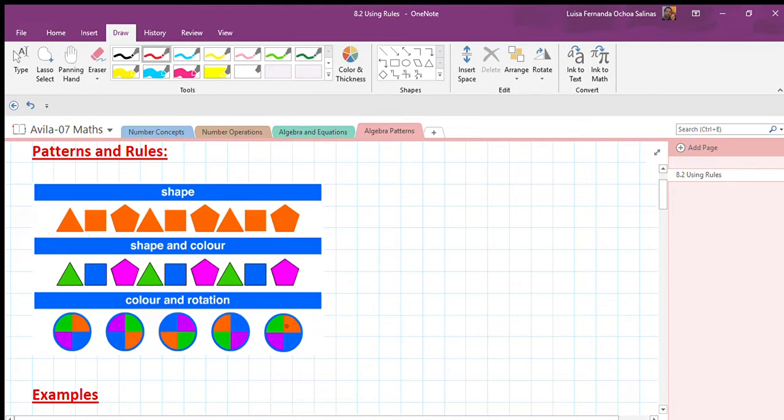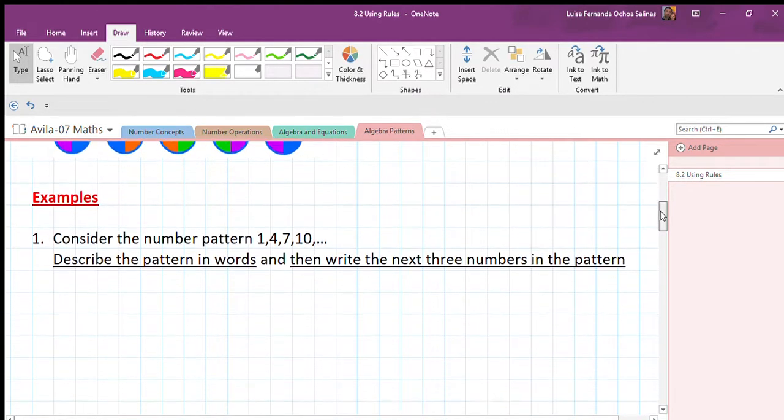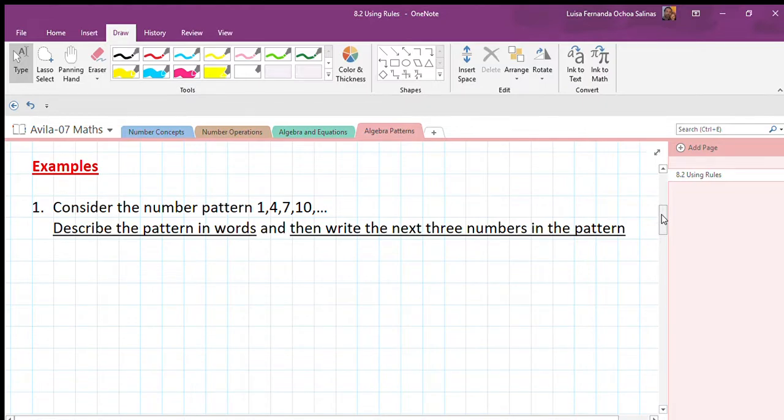So with algebra, there's a way that, by finding a rule, we can decide any term without having the previous one. And that's what we're going to do today. Okay, so let's think about some examples here. We're going to do first this example. It says, consider the number pattern 1, 4, 7, 10, and so on. The question is asking me to do two things: describe the pattern in words and then write the next three numbers in the pattern.